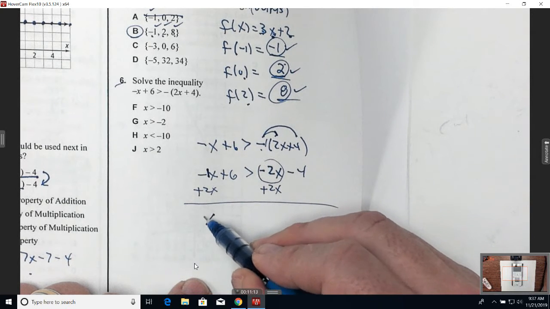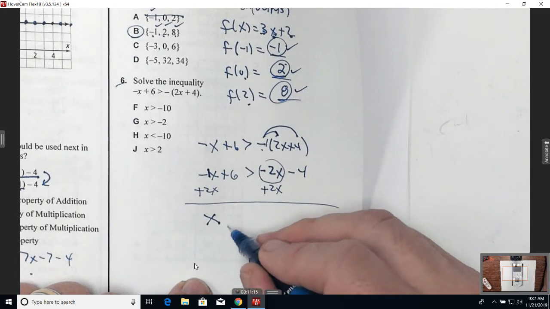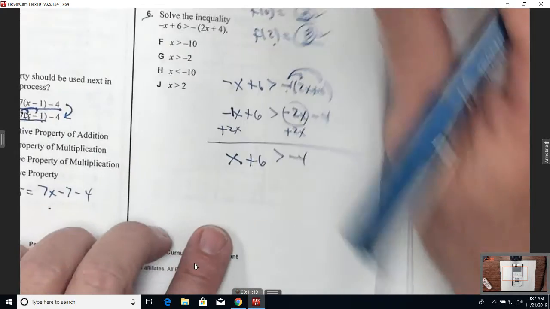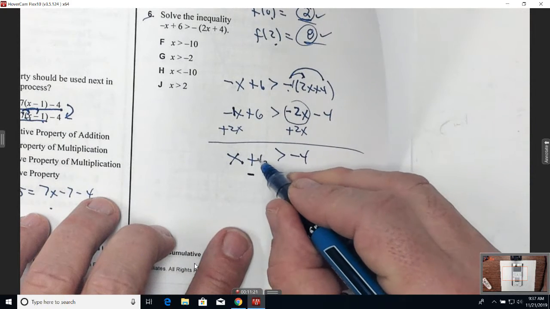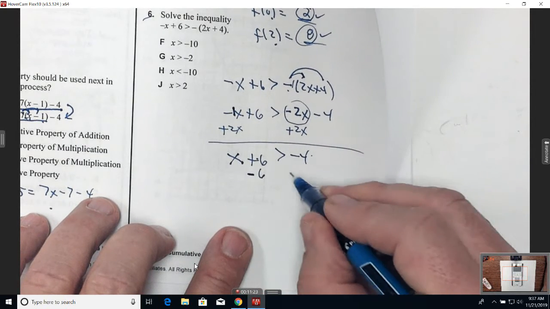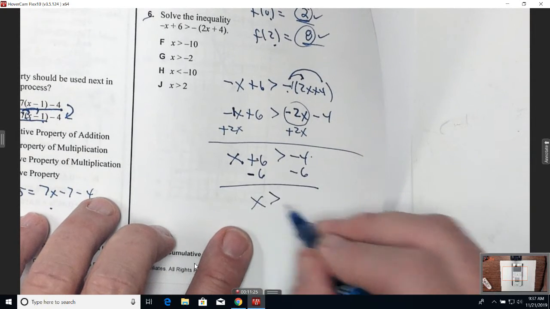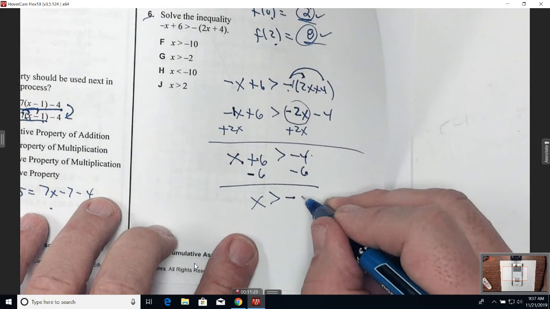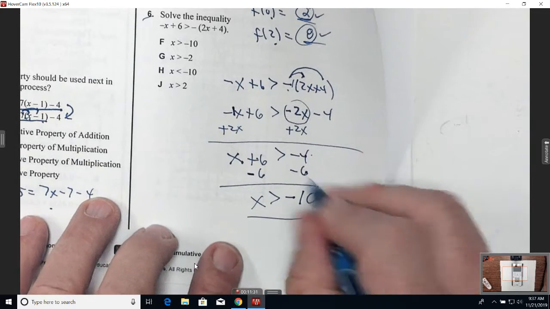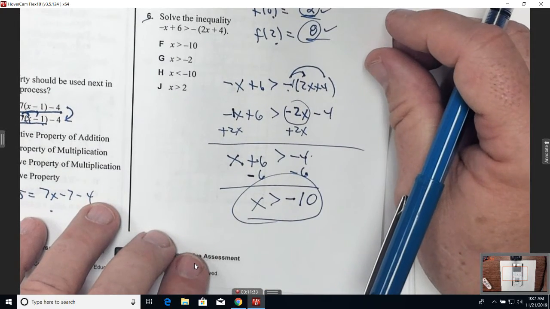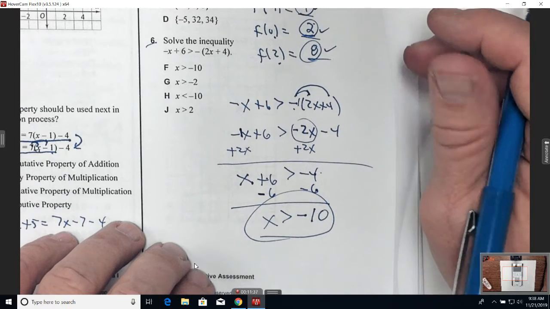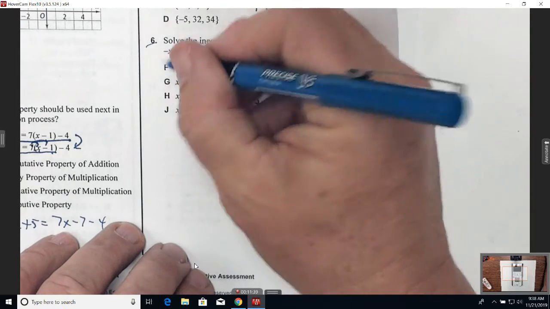So what's a positive 2x plus a negative 1x? It would be a positive 1x, or just x. Plus 6 is greater than a negative 4. Now last step is to get this constant over here with this constant, so I subtract 6. So x would be greater than a negative 4 combined with a negative 6 is a negative 10. So x is greater than a negative 10. I didn't have to flip any inequalities, so I'm good. Okay? So that's F.